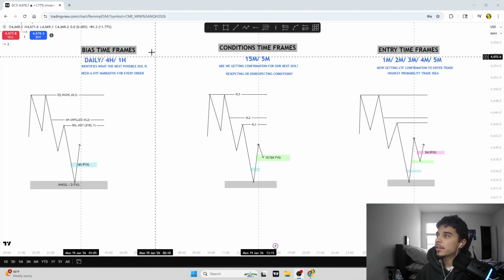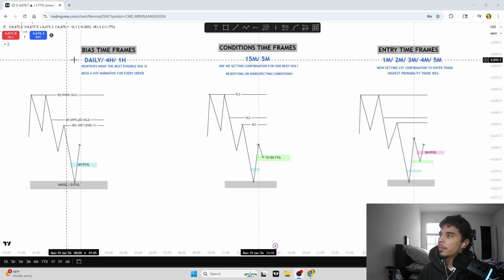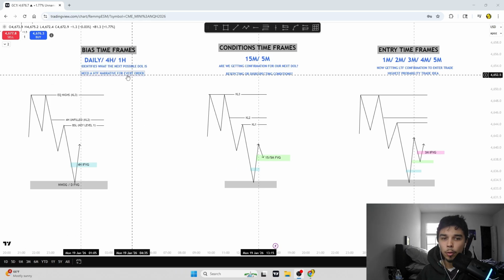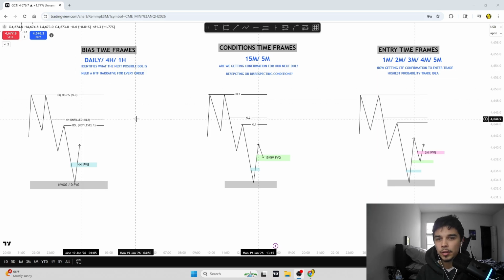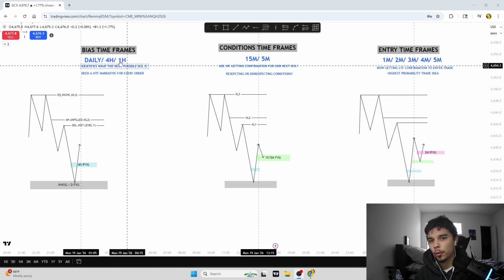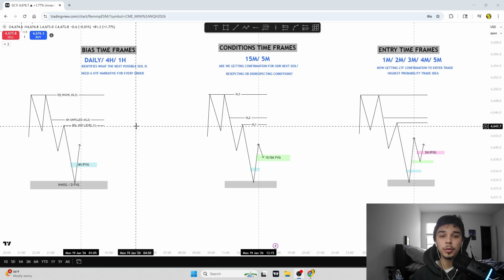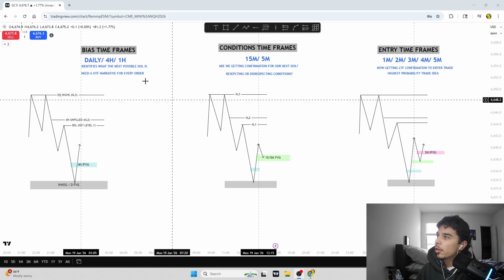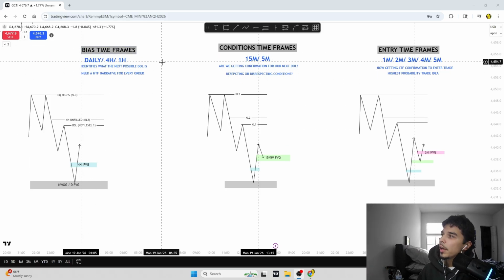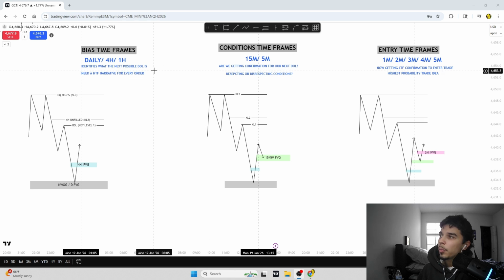So what are our bias time frames going to be? Well, it's going to be anywhere from the daily, the 4 hour, the 1 hour, right? If the 4 hour and the daily aren't showing us anything, we can use hourly. If there's nothing on the hourly, we can use the 4 hour, the daily. If there's nothing on the daily, the hourly, we can use the 4 hour, so on and so forth, right? These are our bias timeframes. What do they do? Well, they identify where the next possible draw on liquidity is.